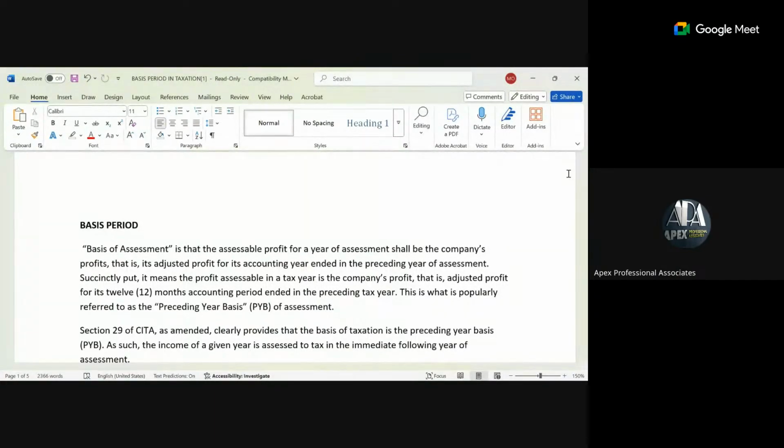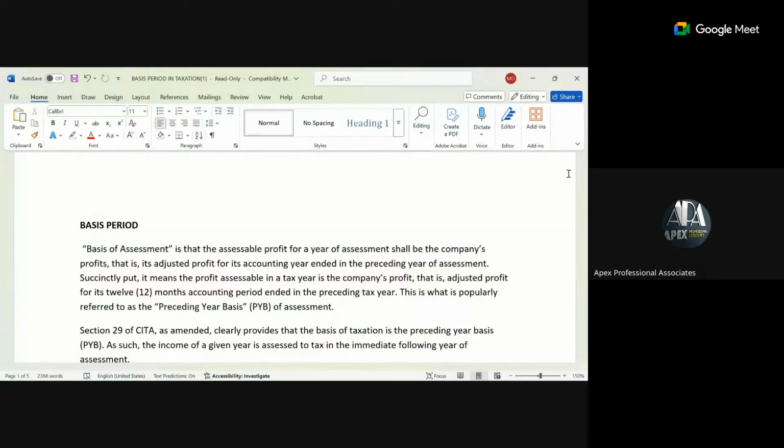So now, what is this basis period? Basis period or basis of assessment is that the assessable profit for a year of assessment shall be the company's profit, that is adjusted profit for its accounting year end in the preceding year of assessment. What is this talking about? For you to be able to assess a company to tax, you are going to be making use of preceding year basis. When you do computation of personal income tax, at least I followed online.